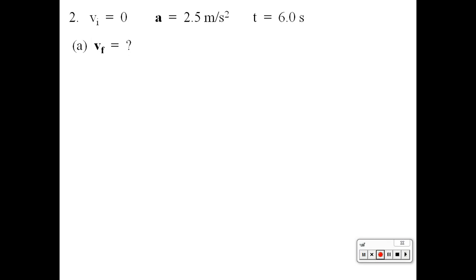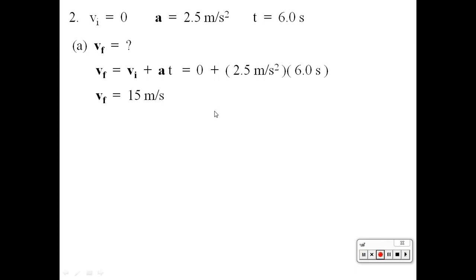Second problem involves a car accelerating from rest. We want the final velocity and distance traveled. To get the final velocity, since it's from rest, the initial velocity is 0. There's the acceleration, there's the time. These quantities are related by v_f = v_i + at. Plugging the values in, the answer turns out to be 15 meters per second.